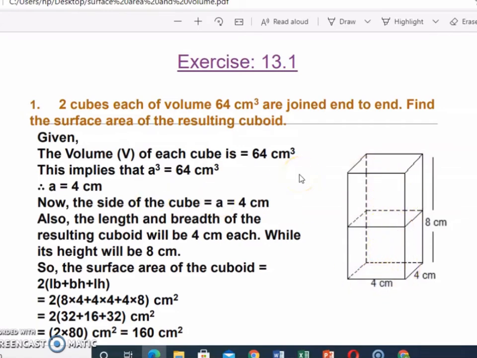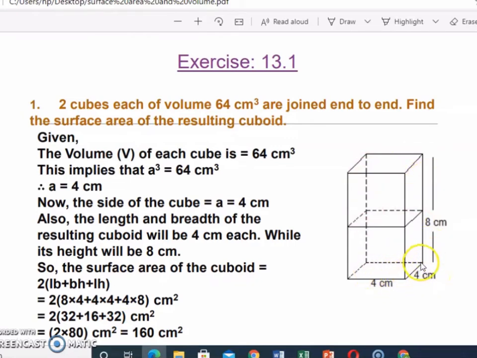You have to find the surface area of that. So first you have to find the side length of the cube. If the volume is given, volume is side cube. That is, if a cube is 64, then a must be the cube root of 64. That is 4 centimeter. So 4 centimeter is the length of the side of the cube, and you have joined two cubes. So the resulting cuboid's length will be 8 centimeter, 4 plus 4.